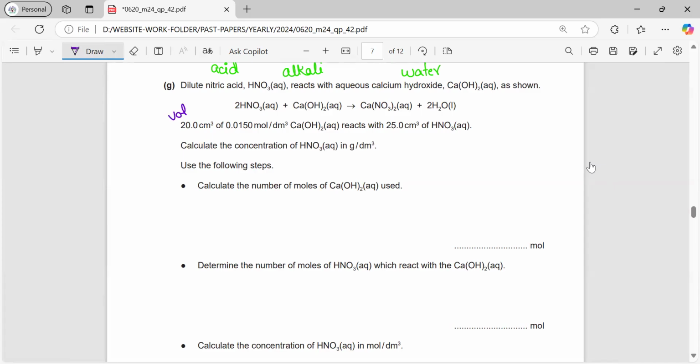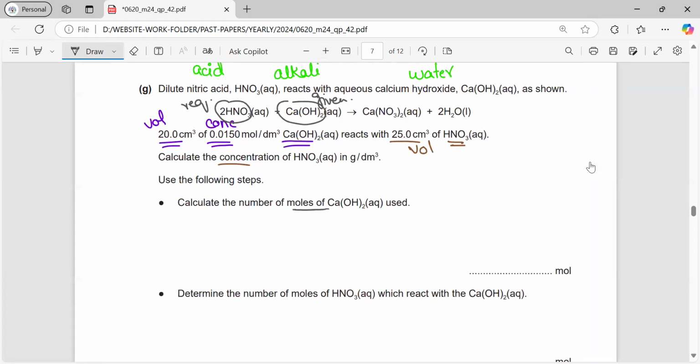Here we have been given the volume and concentration of calcium hydroxide, and the volume of nitric acid is given, and they're asking us to calculate the concentration of nitric acid. So we have to deal between the two reactants. First, information is given of calcium hydroxide, and for nitric acid, the concentration is required. So the first step is to calculate the number of moles of calcium hydroxide using the formula: moles is equal to volume times concentration divided by 1000, because the volume is given in cm3. 20 multiplied by 0.0150 divided by 1000, and the answer comes out to be 0.0003.